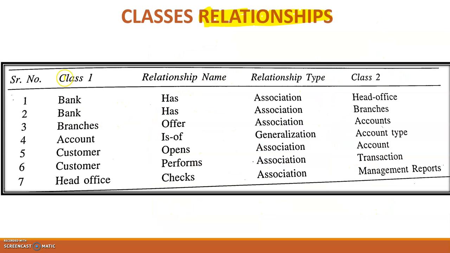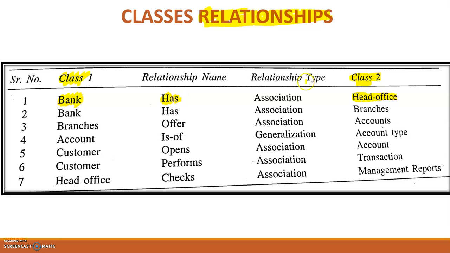So here we have the first column as class, and the last column also the class. And here we are just establishing the relationship from the first to the second. So first I have taken bank. Now if I consider the head office, the second class, what can be the relationship between them? So bank has head office.